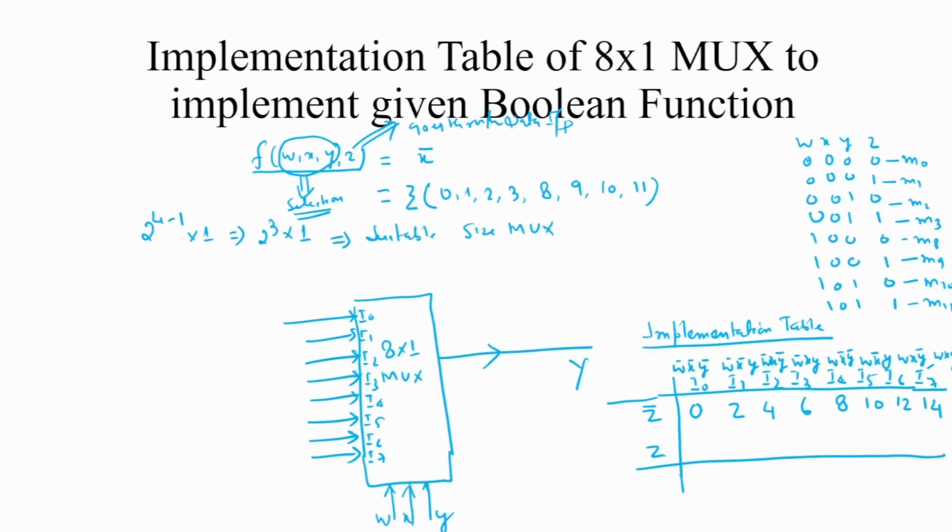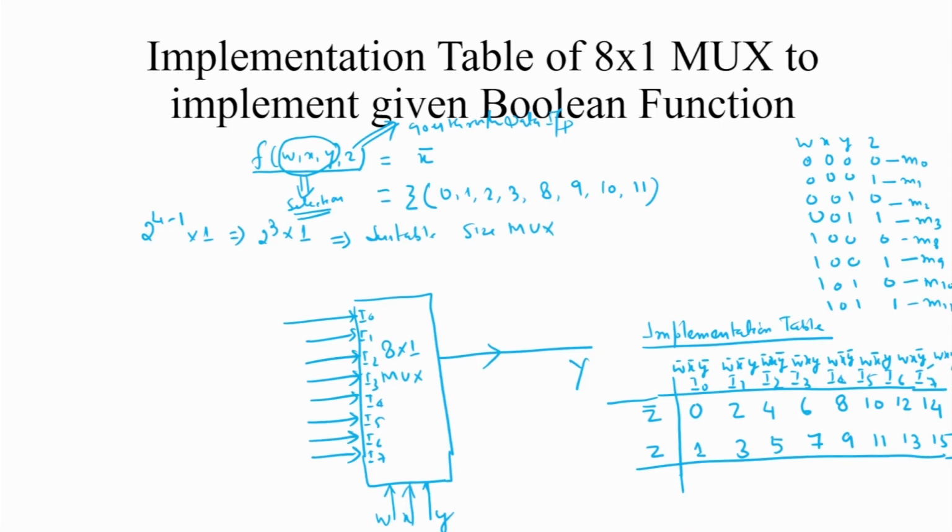What happens when Z is equal to 1? This is written as 1. Here 0 0 1 1 means 3. This is when Z is 1; in the case of I2, W complement, X, Y complement, and Z, that is 0 1 0 1, is 5. So 1, 3, 5, 7, 9, 11, 13 and 15 are written here.